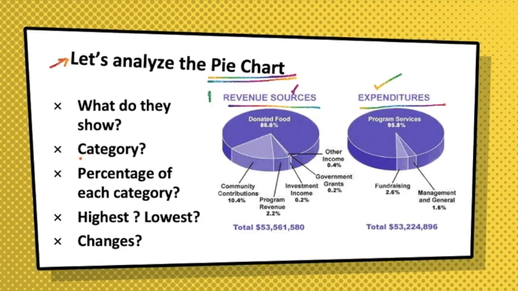The second thing is, what are the different categories? So in the revenue sources pie chart, the first category is donated food, then there is community contribution, program revenue, and so on. In the expenditure pie chart, we have program services, fundraising, and management in general.